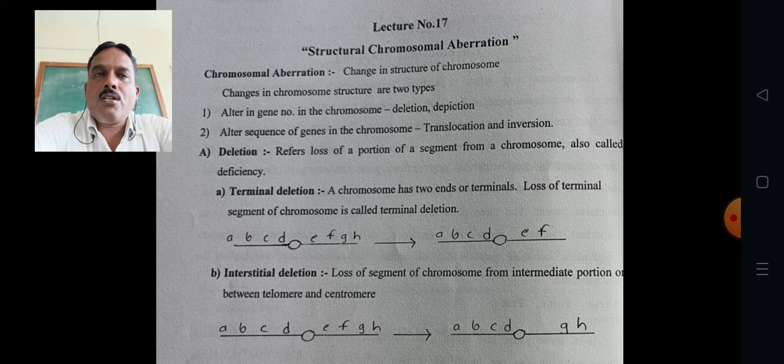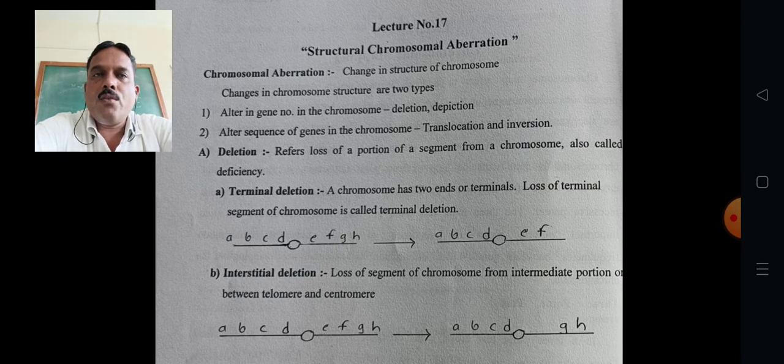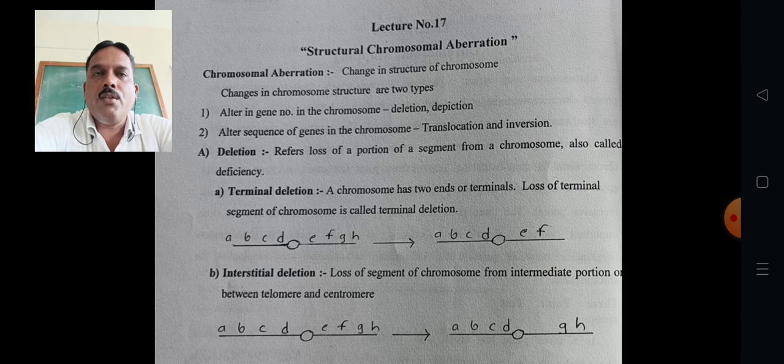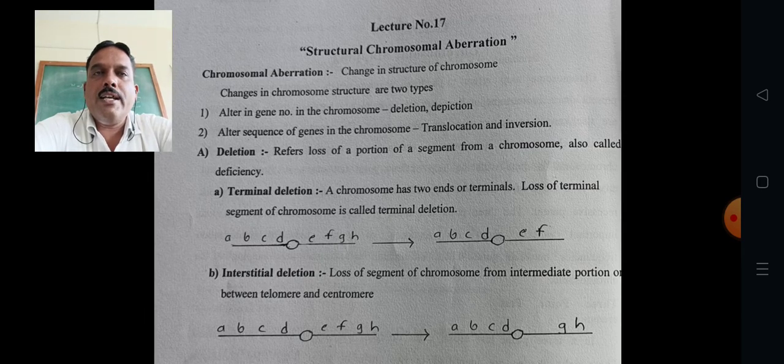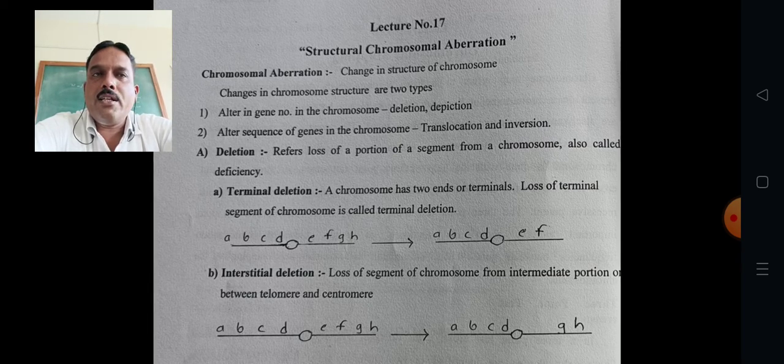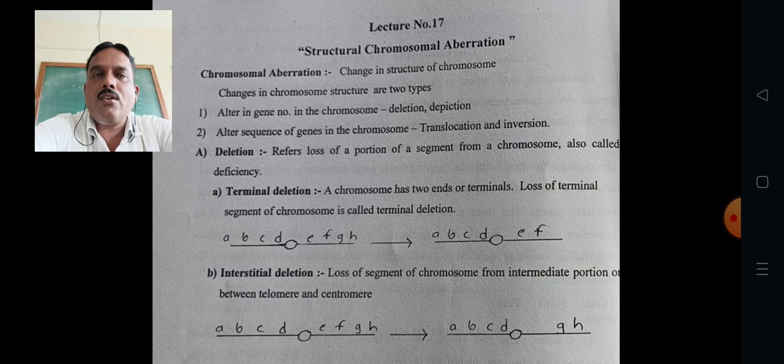So we can study them one by one. First we study alteration in gene number in the chromosome. How does alteration in the number of genes present on the chromosome occur? Whether it is by deletion, which is also called deficiency, or the second one, duplication. There is a printing mistake in the spelling of duplication; instead of depiction, the correction is duplication. So first we study deletion or deficiency.